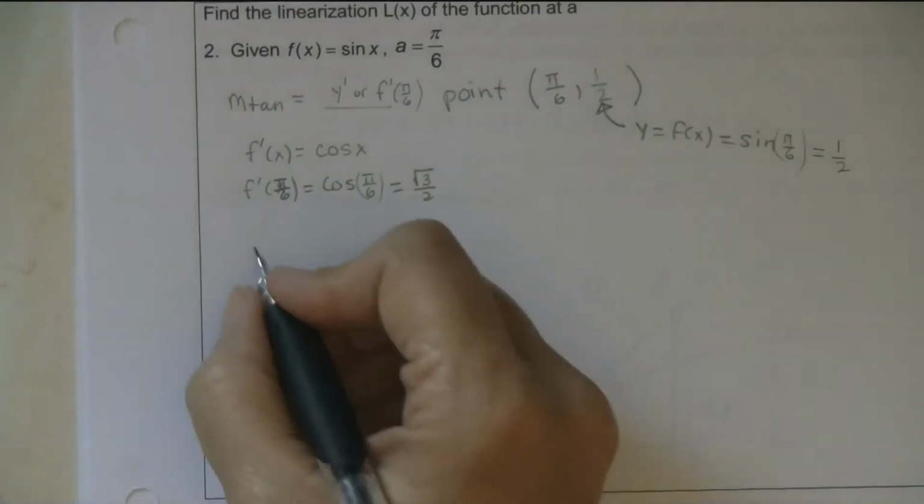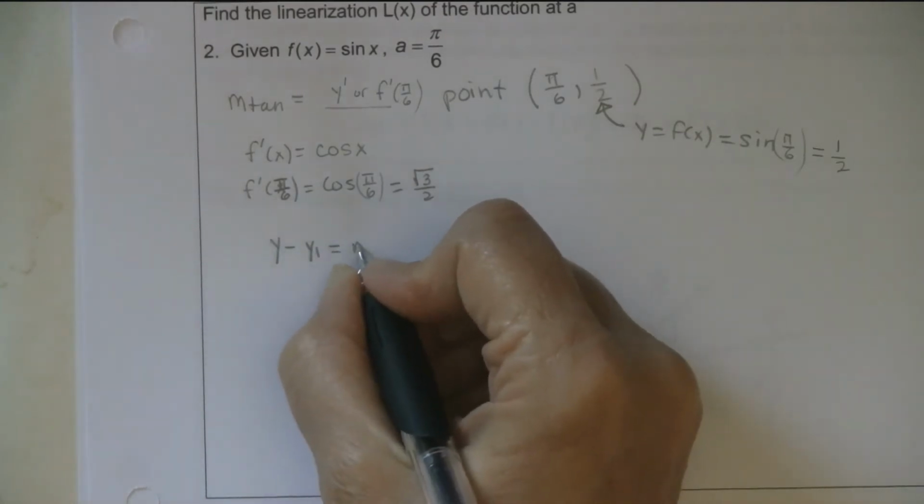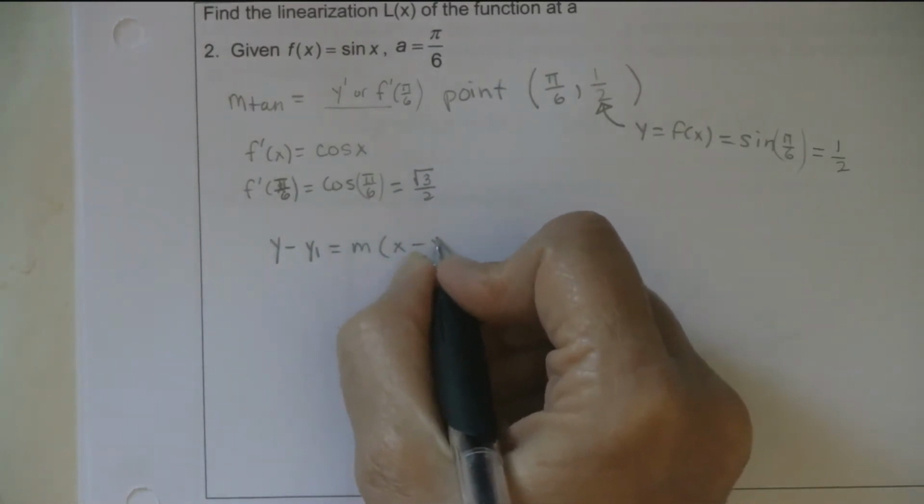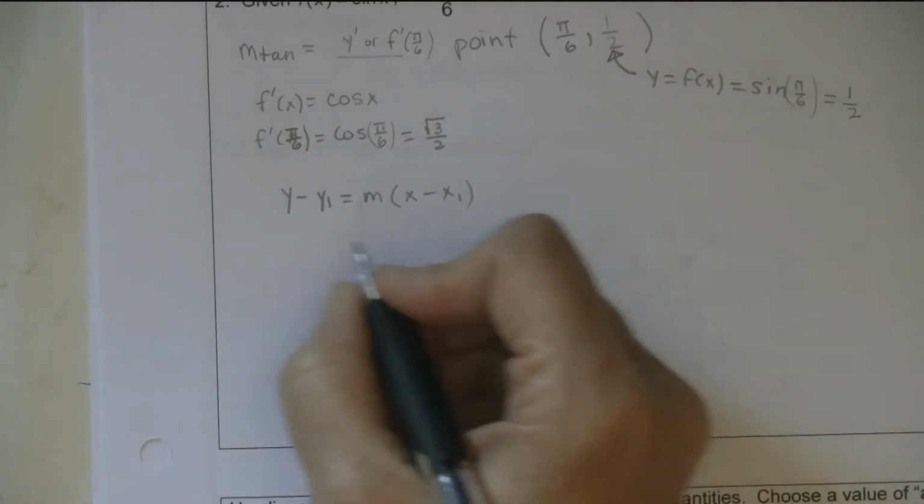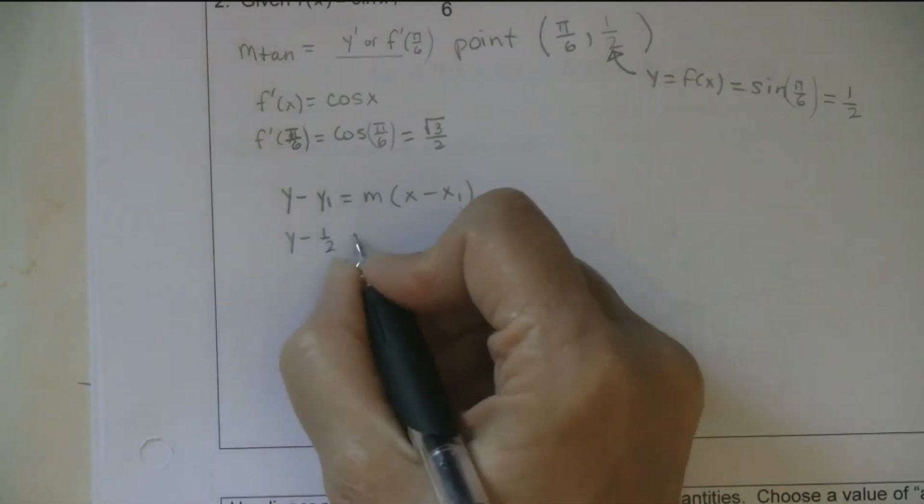And so then our tangent line would look like y minus y1. You can use the notation of the book if you like on the linearization and plug in. And I don't, and it's fine. It works out okay.